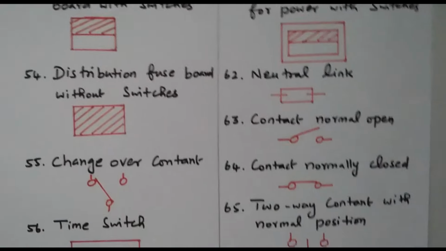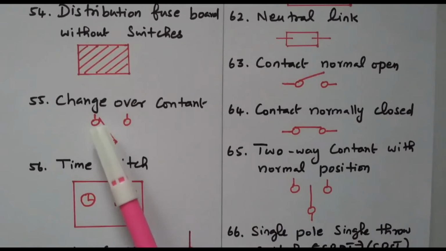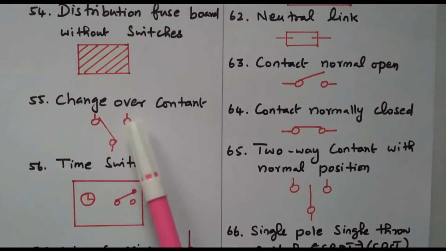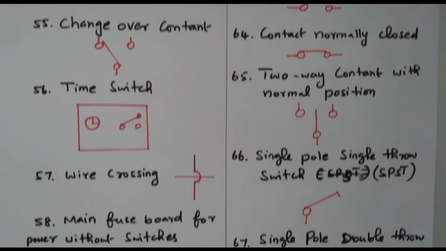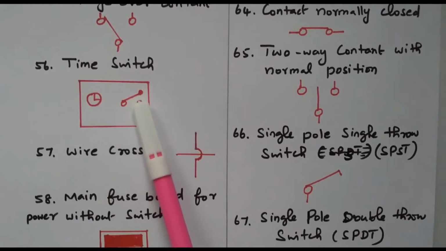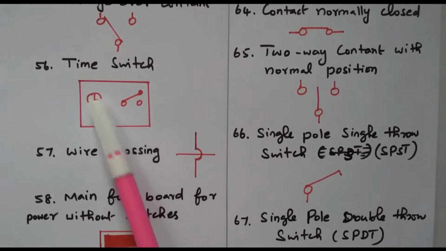Then changeover contact. So this is the main supply. You can change from one point to another point. Either we can connect this side or this side. That's why it's called a changeover switch. Then the time switch. Based on the time it will close. So the time is also available, the contact is also available.